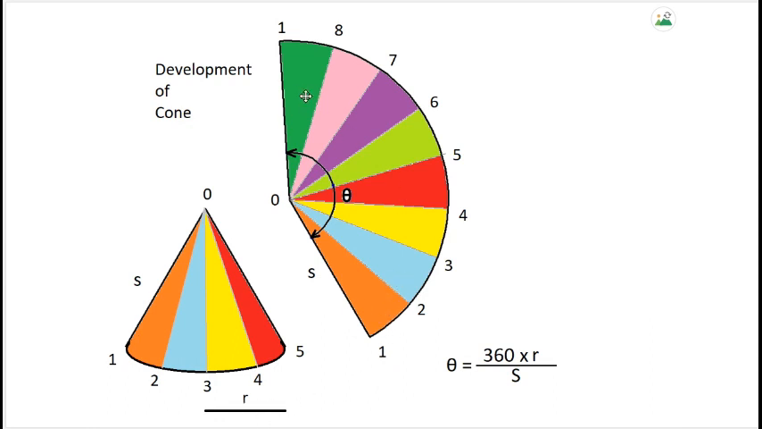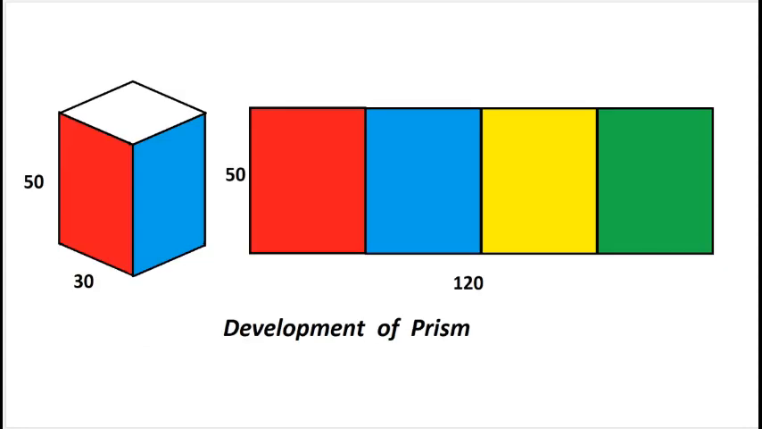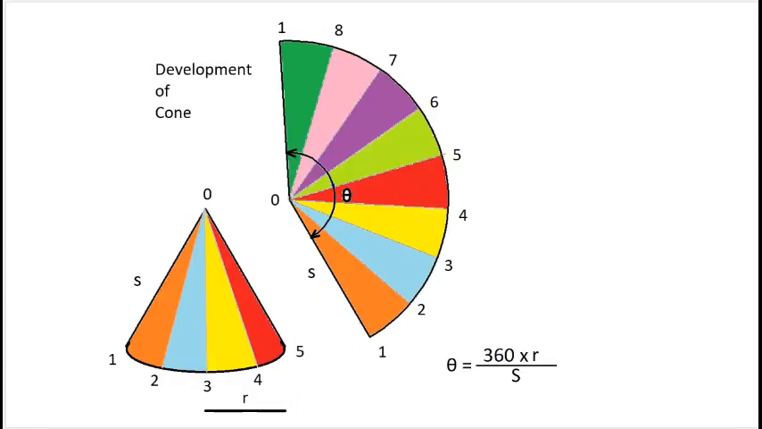So for the sake of simplicity, I have divided this into 8 parts and this also into 8 parts. So here these 1, 2, 3, 4 parts are seen from this side, and the 4 remaining are from the rear side or behind this cone. So this is the development of a cone. So in short, what we have seen? We have seen the development of cylinder, development of prism, development of pyramid, and development of cone.